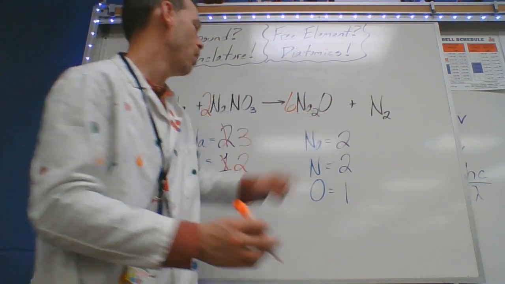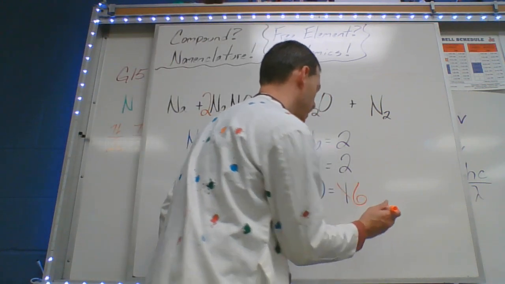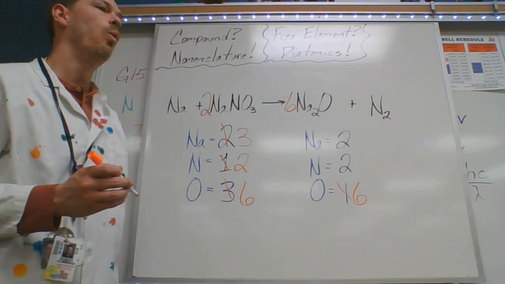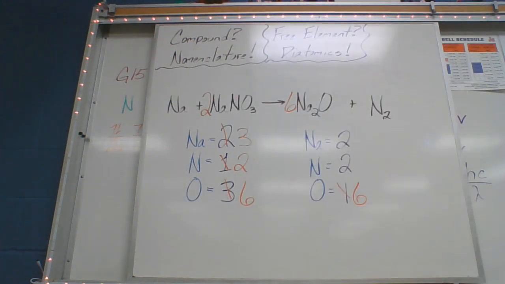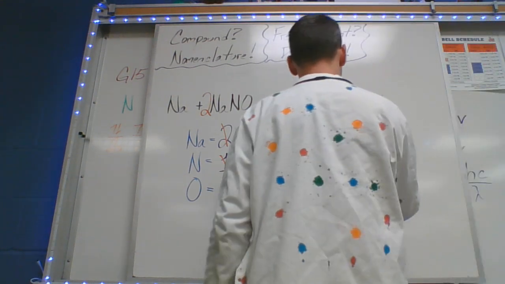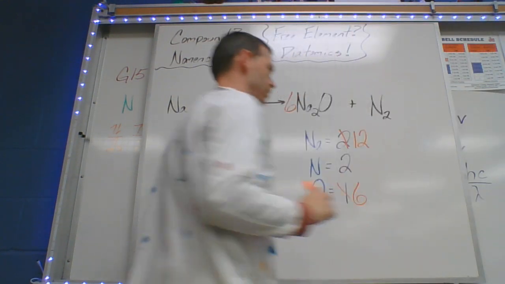6 times 1 is 6. What else did that change? Let's get help. Let's go over to cluster 3, C5. Hey, 3-5. How many sodiums are there on the product side right now? Product side, sodiums. 12. 6 times 2 is 12. Everybody agree?